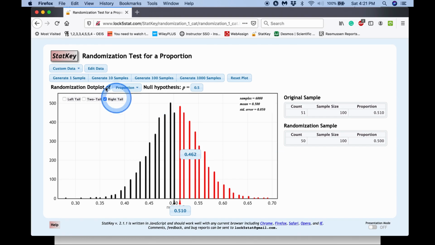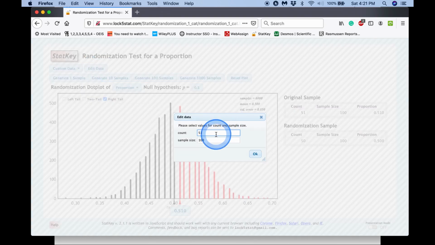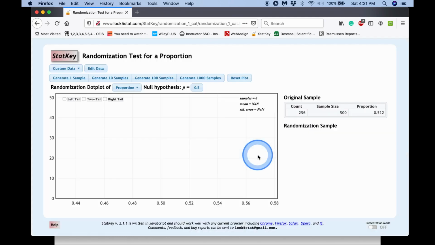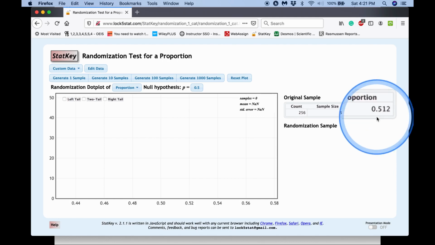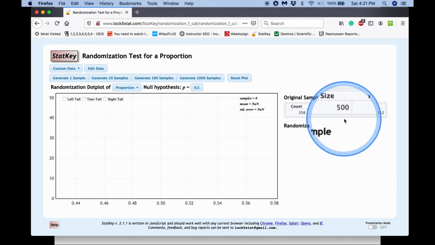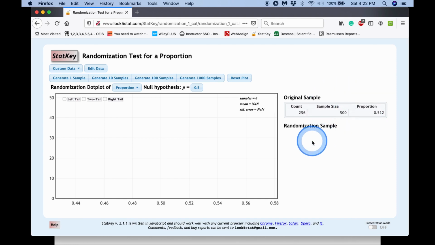All right, let's go back and edit the data. Let's look at the case where I had 256 out of 500 that preferred Big Fizz. Now, this is a p hat of about 0.512. That's not that different than the p hat that we just saw, but now remember, our sample is of size 500. Let's see what the effect of that is going to be.